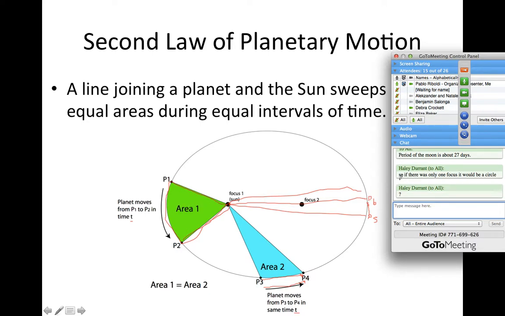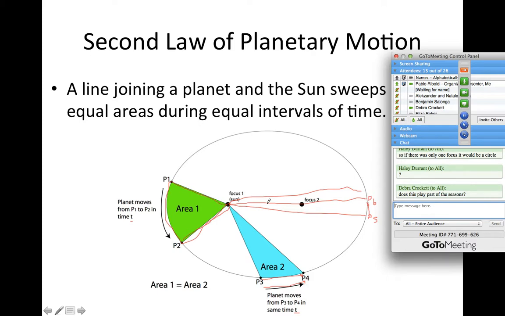So, Haley says, so if there was only one focus, it would be a circle. That's correct. So, a circle is actually a special case of an ellipse where the foci are close together and they are in the same point. All right, so there's no eccentricity.